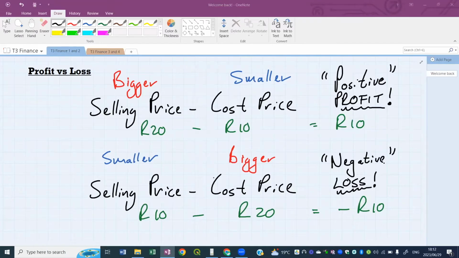You're making profit. But if you take the same sum and look at it below, where your selling price is smaller, it's 10 Rand, and your cost price is bigger, it's 20 Rand, you are going to make a loss. Your answer will be negative when you do the sum. 10 minus 20 is negative 10, all right? If you say 20 minus 10, that is a positive 10. But if you say 10 minus 20, that is negative 10.